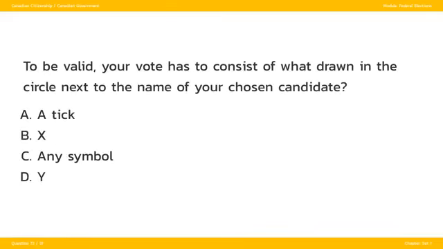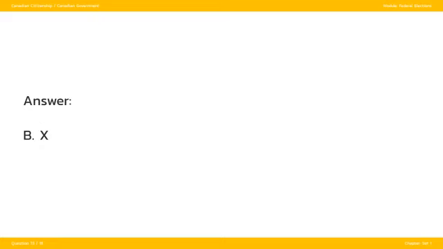To be valid, your vote has to consist of what drawn in the circle next to the name of your chosen candidate? A. A tick. B. X. C. Any symbol. D. Y. The answer is B. X.